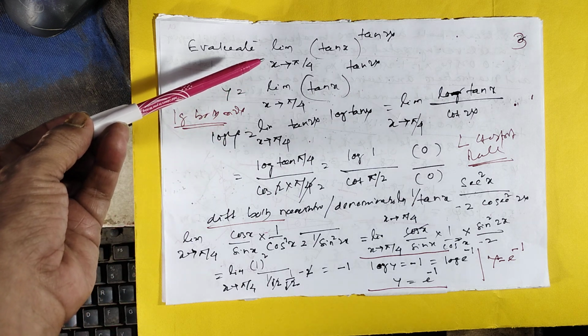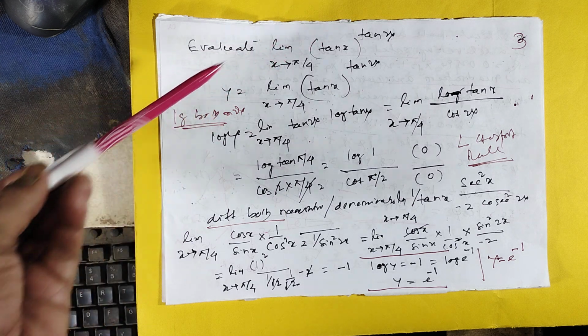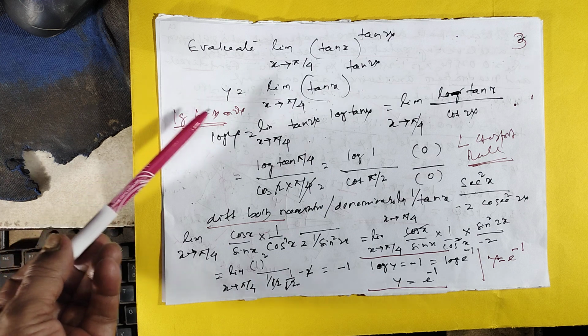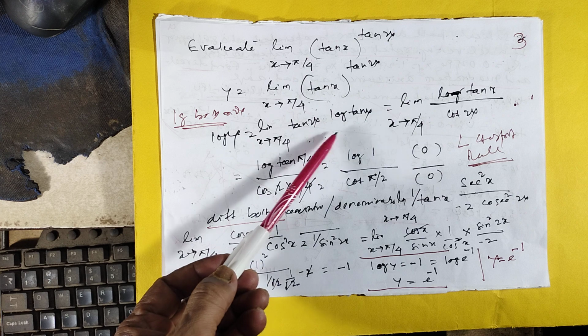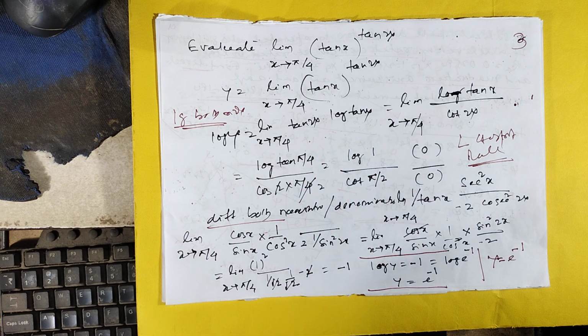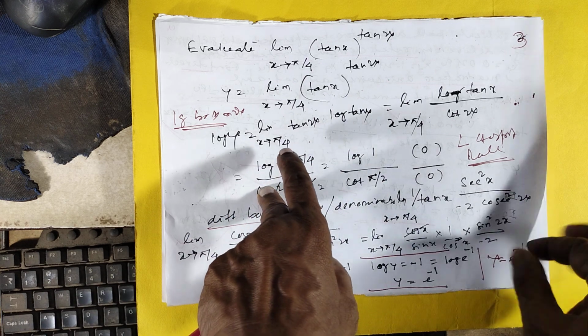Evaluate the limit as x tends to pi by 4 of (tan x) to the power tan 2x. Then take y, then take the limit, log both sides. L'Hospital's rule is coming. The derivative of numerator and denominator, solve it, it is coming y is equal to e to the minus 1.